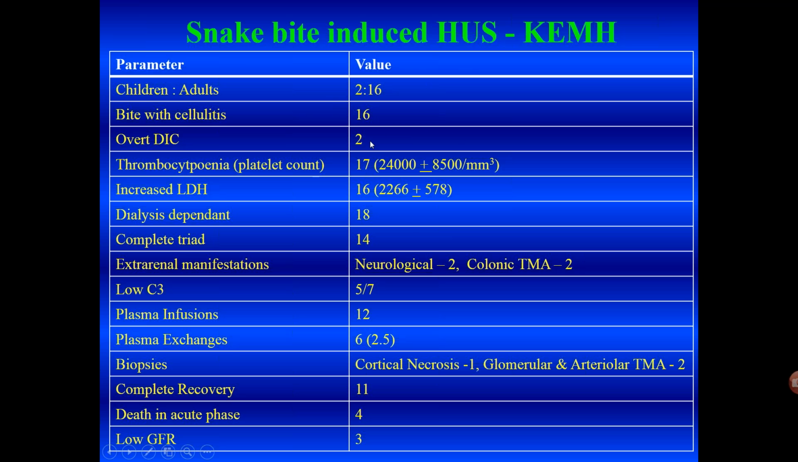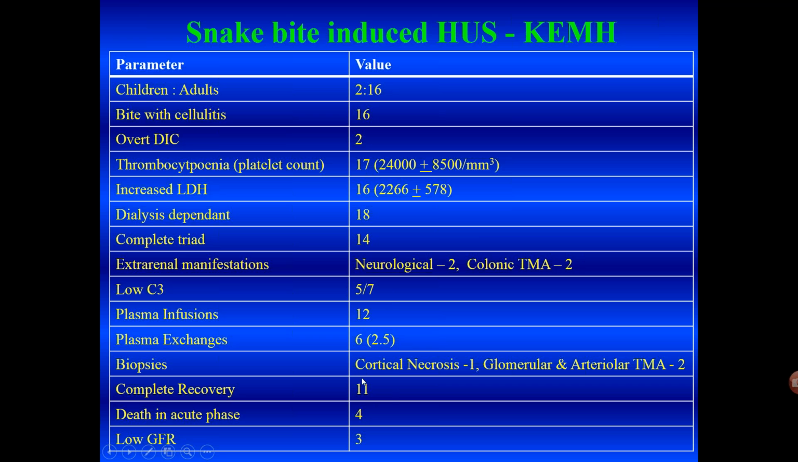2 were children, 16 were adults. 17 of them had thrombocytopenia. All 18 were dialysis dependent. The complete triad of thrombotic microangiopathy was found in 14 and extrarenal manifestations in 4. When we began to test for C3, 5 out of the 7 samples that we tested had low C3 values.